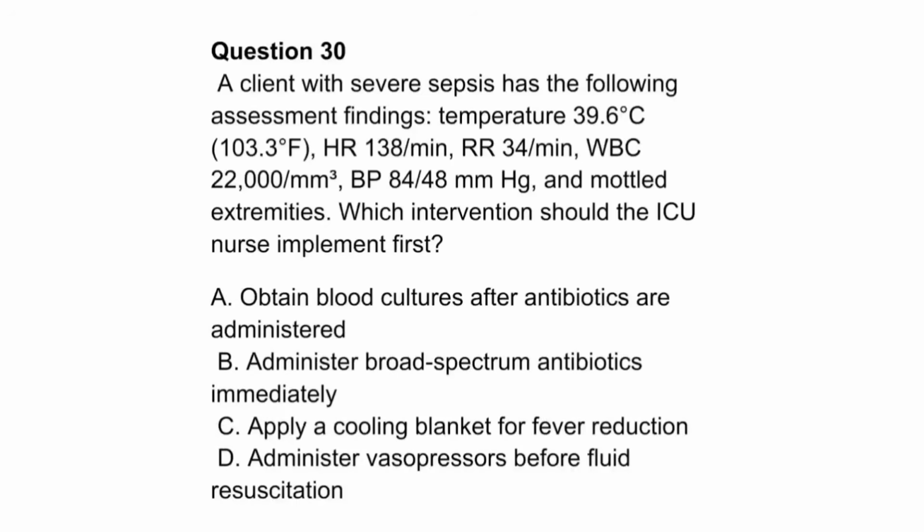Question 30. A client with severe sepsis has the following assessment findings. Temperature 39.6 degrees Celsius, 103.3 degrees Fahrenheit, HR 138 per minute, RR 34 per minute, WBC 22,000/mm³, BP 84/48 millimeters of mercury, and mottled extremities. Which intervention should the ICU nurse implement first?